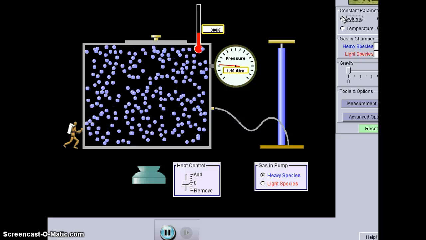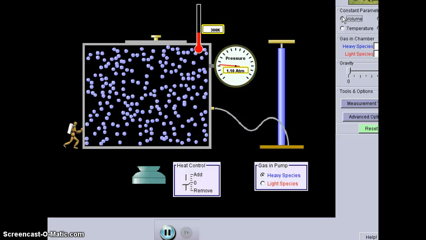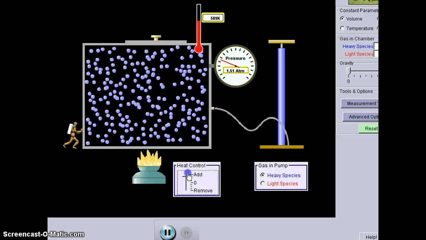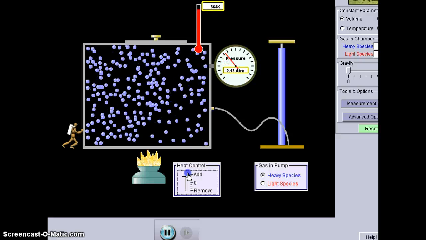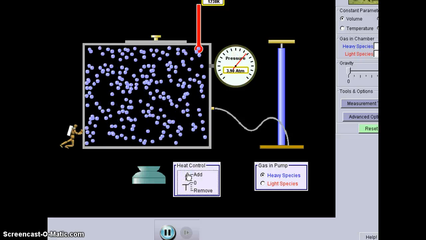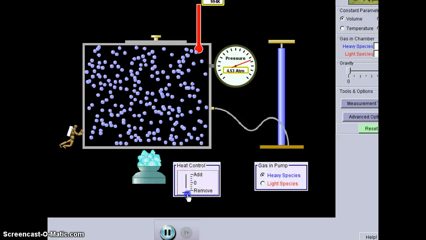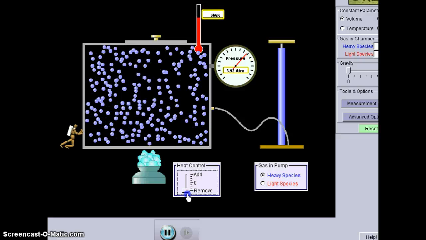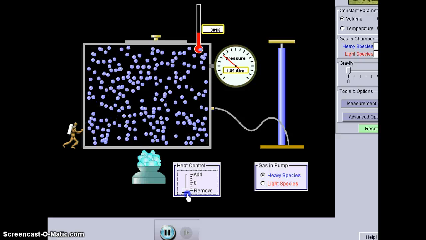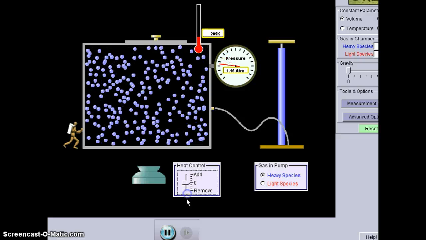Now, this usually tends to make the most sense. If I increase the temperature, the gas molecules start going faster and faster. They start hitting the wall harder and harder, which means the pressure has to go up. If I drop the temperature, they slow down. They don't hit the wall as hard. Scuba Steve doesn't have to work as hard. You see him standing up and relaxing.